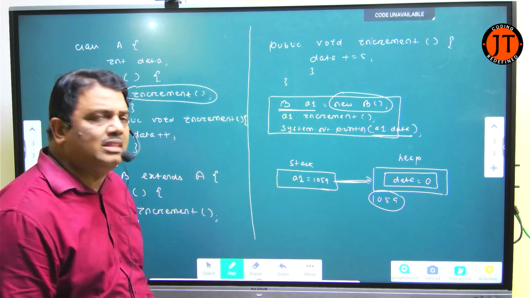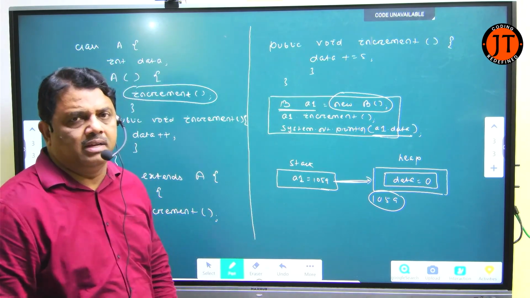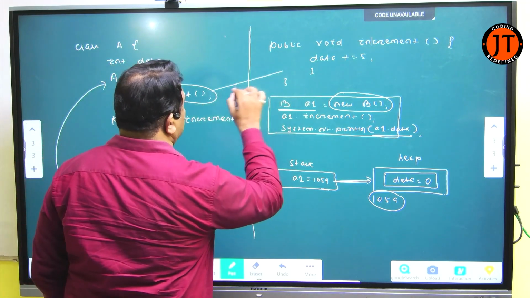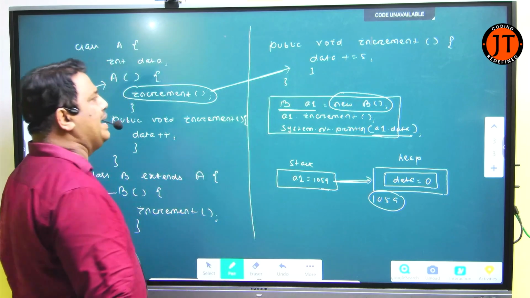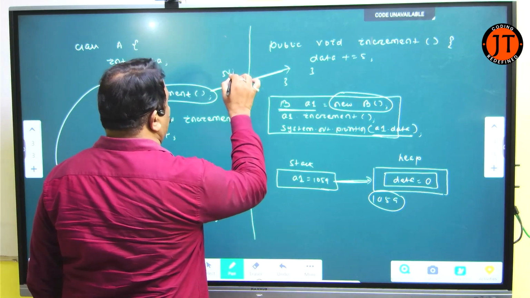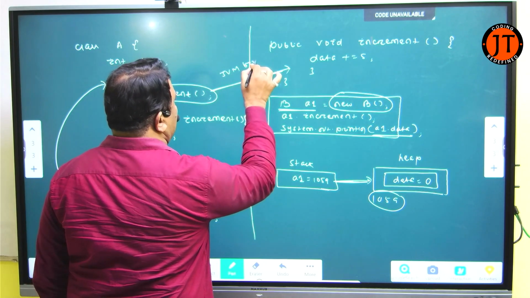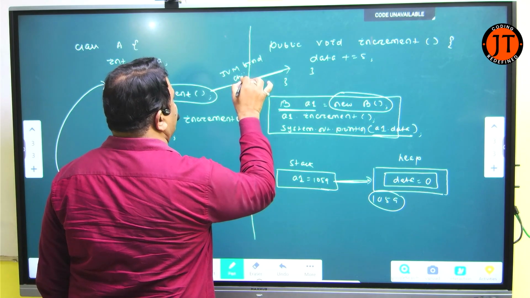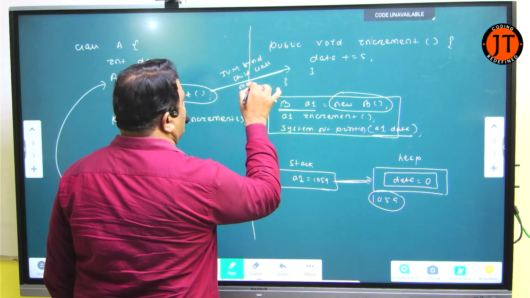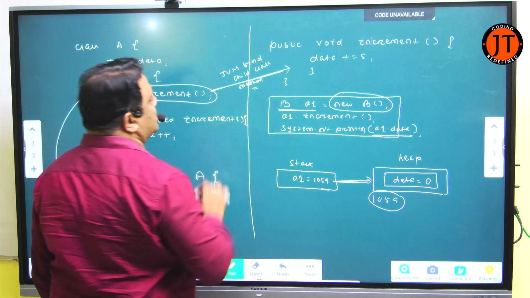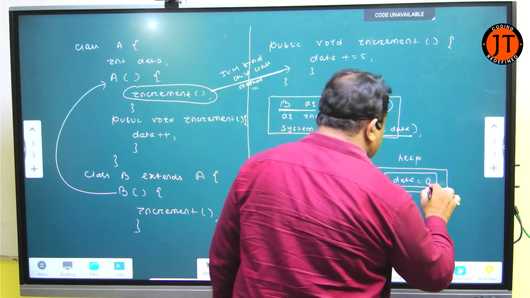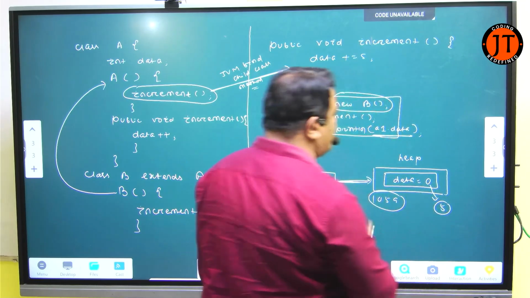Here, who binds the method? Is it the compiler or the JVM? The JVM binds. As the JVM binds the method, it binds the child class method, after the child class object is created. So what happens? The data value is 0. 0 plus 5 is 5.